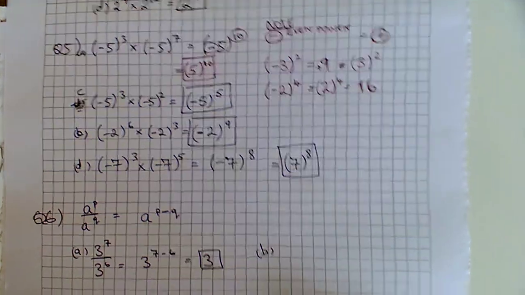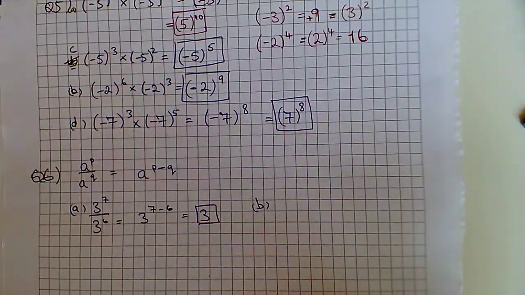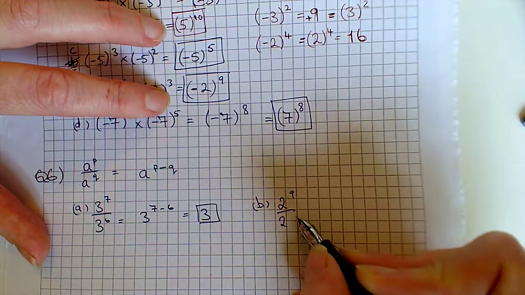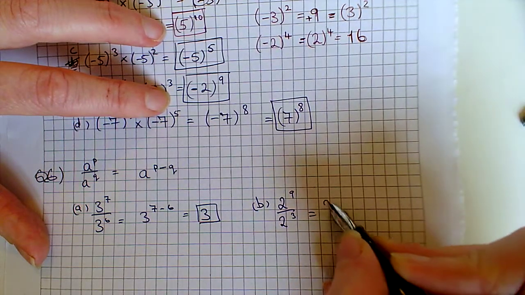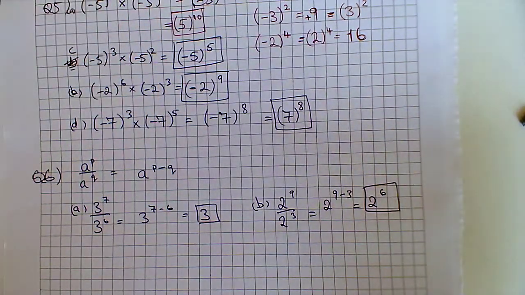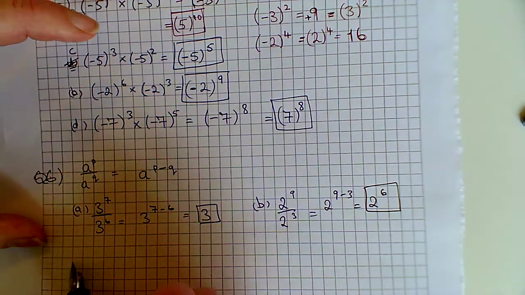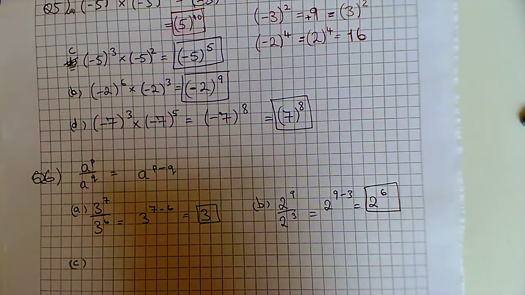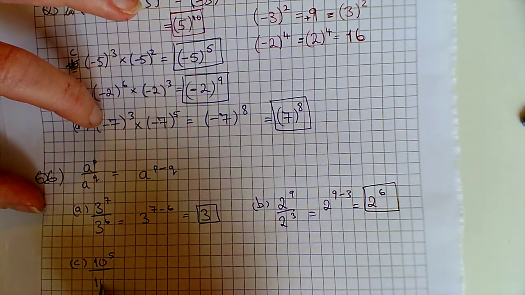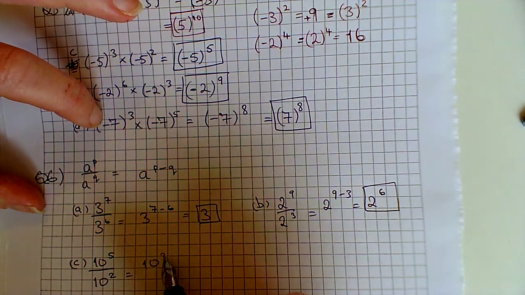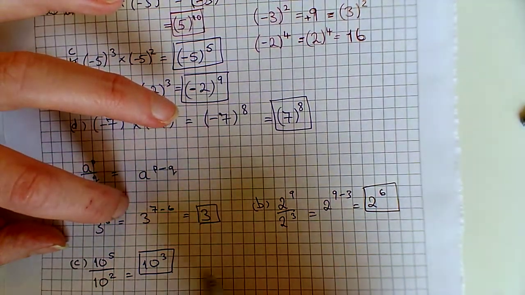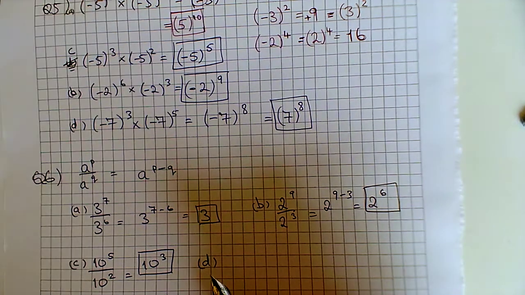Part B, we have 2 to the power of 9 divided by 2 to the power of 3. And people tend to divide these in. That's 2 to the power of 9 minus 3, or 2 to the power of 6. Just 2 to the power of 6, like that. Part C, we have 10 to the power of 5 divided by 10 to the power of 2. That's 10 to the power of 3. 5 minus 2 is 3. That's 1,000, by the way. Some of them are easy to multiply out.